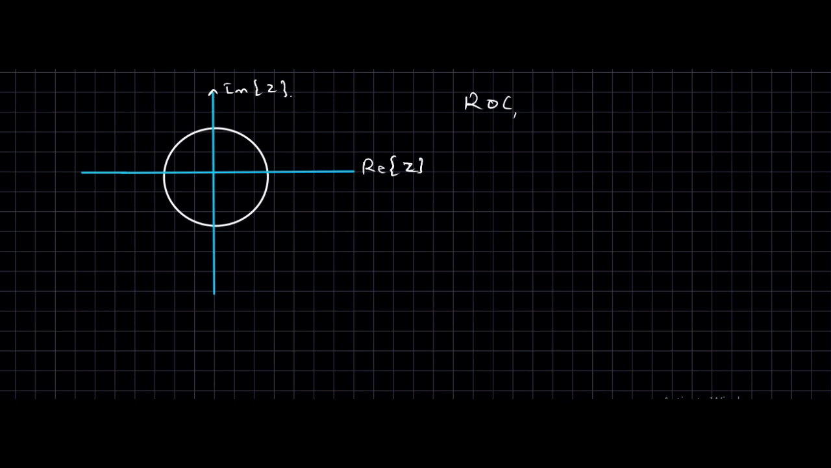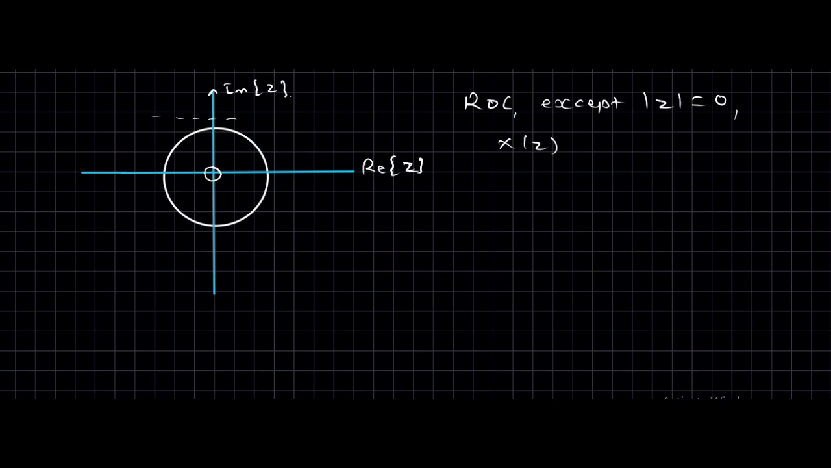Means the region of convergence is everything except mod of z equal to 0. Okay. Means here at z equal to 0, X of z doesn't have convergence. For any value of z except 0, it exists. Means except this, the whole region is the region of convergence.